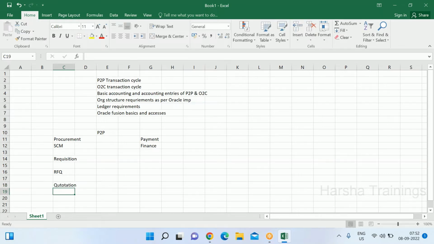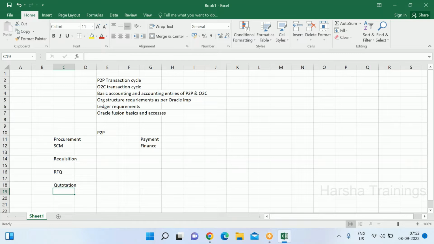Once quotations are received, that quotation needs to be processed with the vendor name, so that we have that information. This quotation is received from so and so vendor. So all three or four vendors' quotations need to be compared, and we pick the best quotation and create a purchase order.